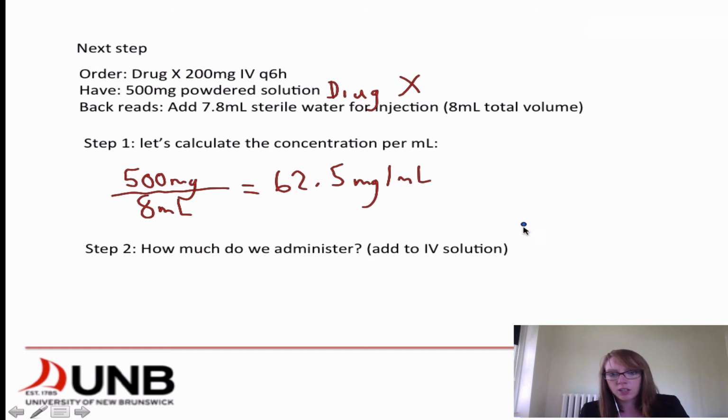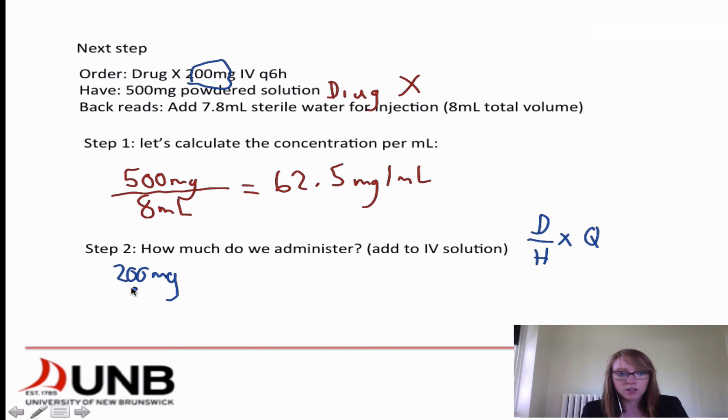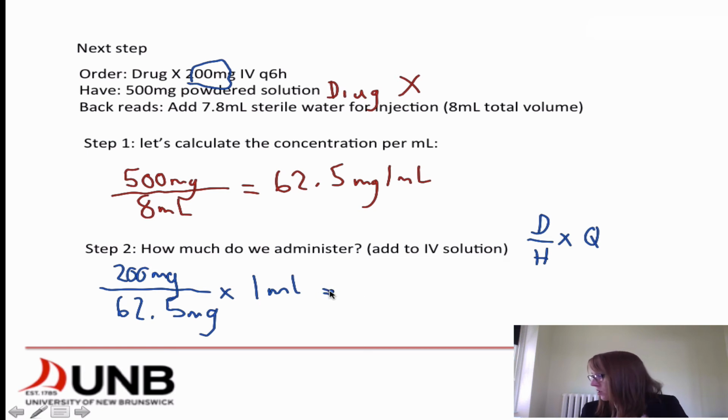So this is our basic calculation, D over H times Q. So what do we want? We want to give 200 milligrams of drug X. What do we have? So we have 62.5 milligrams per mil, 1 mil. And when we calculate this out, we see that we are going to be giving 3.2 mils to equal 200 milligrams.